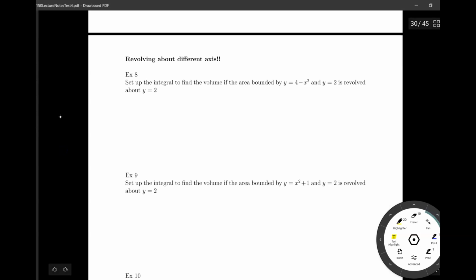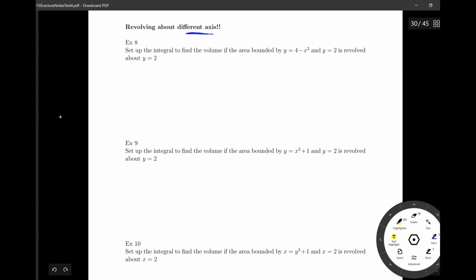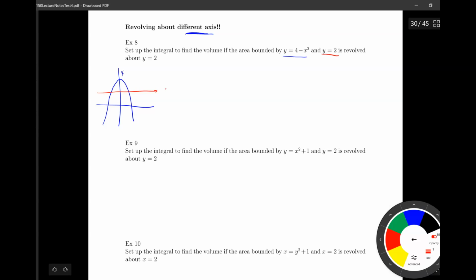Okay, so now we are going to be revolving around different axes. So let's just check out this example. So here we go. Here is our y equal 4 minus x squared. You know that looks like this, a parabola up here at 4. And then let's get a different color here and get y equal 2, which you know is here.